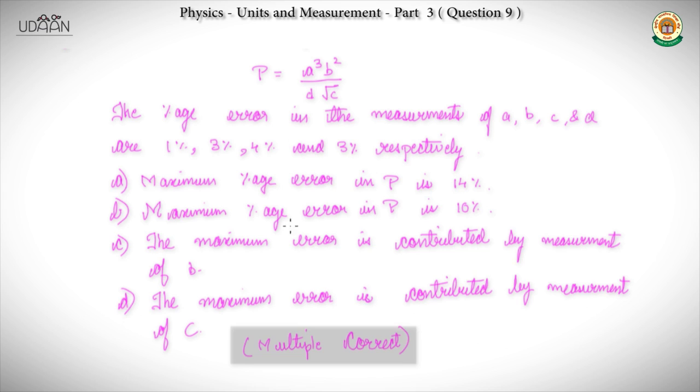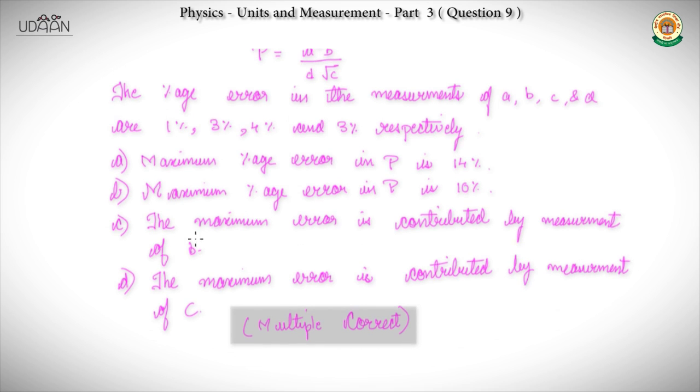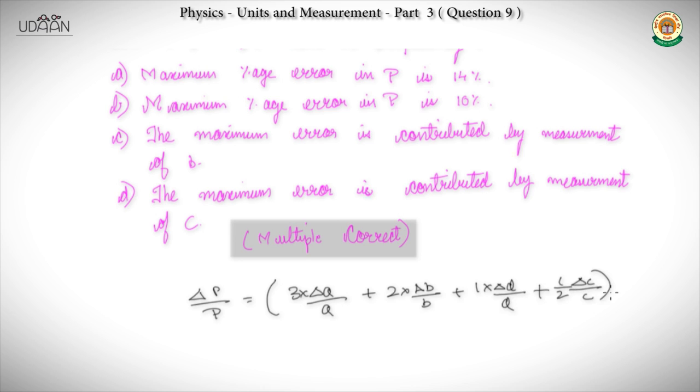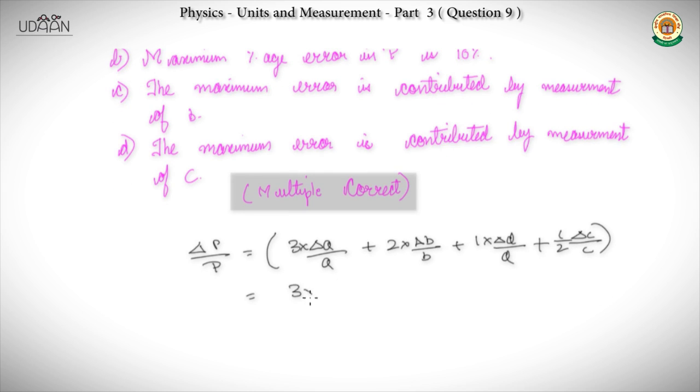So we have the maximum percentage error in P, which pertains to options A and B, and options C and D pertain to the maximum error contributed by the measurements of B and C. I assume we have to follow the age-old formula. Delta P upon P is equivalent to 3 into delta A upon A, plus 2 delta B by B, plus 1 into delta D by D, plus, since it's the root of C, half into delta C by C. We already know that delta A by A is 1%.